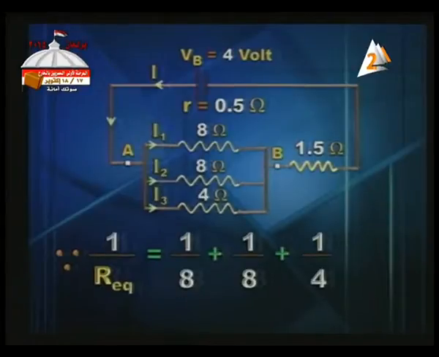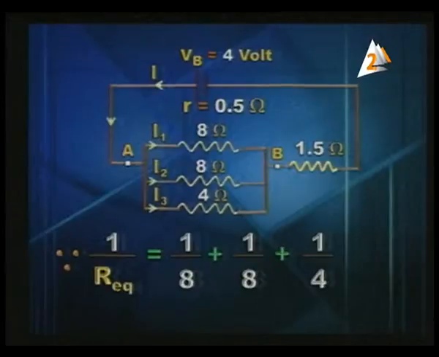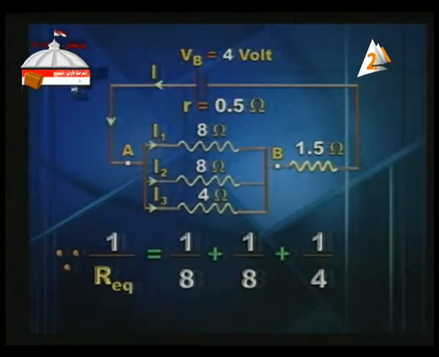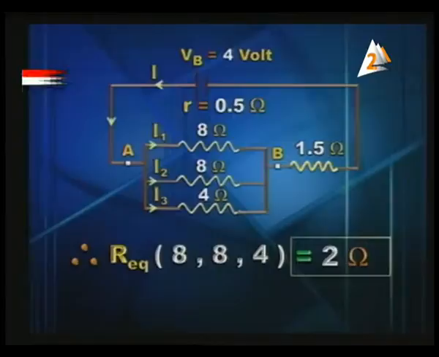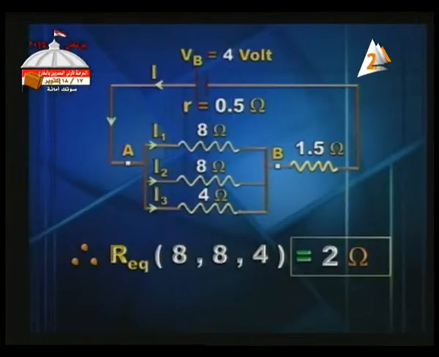Since we've got 3 resistors connected in parallel, the formula I use here is 1 over R equivalent equals 1 over 8 plus 1 over 8 plus 1 over 4. It will be equal to 1 over 2. So the equivalent resistance is equal to 2 ohms. The equivalent resistance of the 3 resistors, 8, 8, 4, is equal to 2 ohms. We managed to obtain the equivalent resistance of the parallel group.